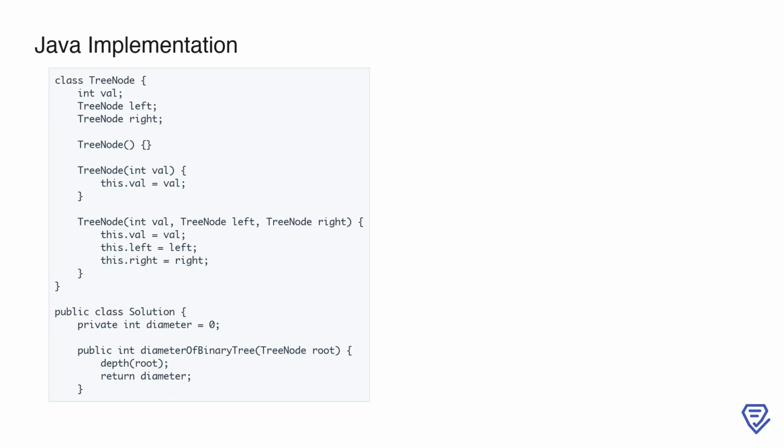Next, we define the Solution class, where the actual algorithm resides. Inside this class, we declare a private variable, diameter, to keep track of the maximum diameter of the binary tree as we traverse it. The main method, diameterOfBinaryTree, takes the root node of the tree as input. It calls the helper method depth to calculate depths recursively while updating the diameter. Finally, it returns the maximum diameter computed.